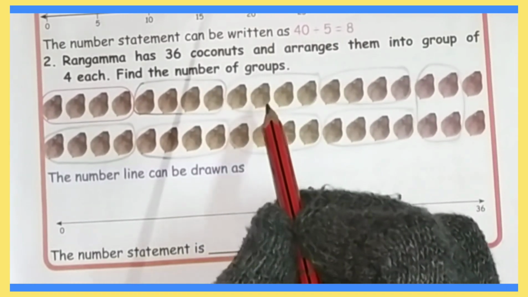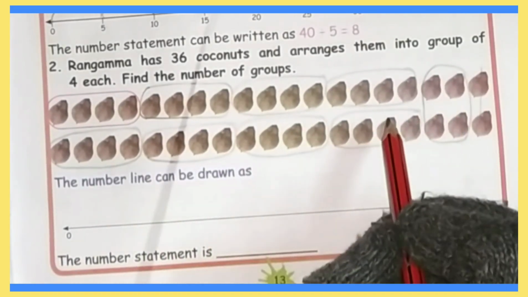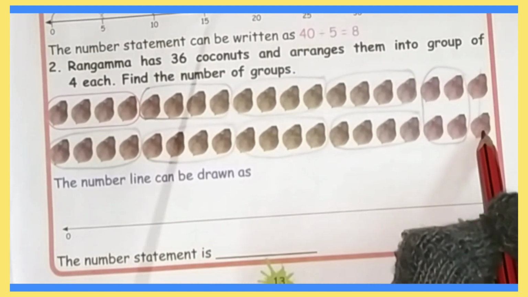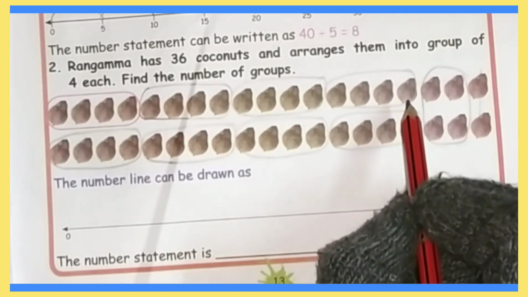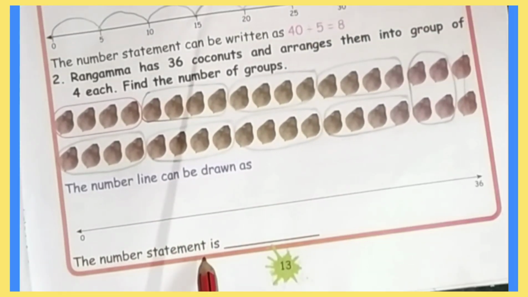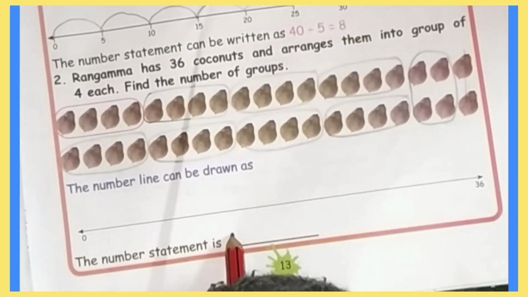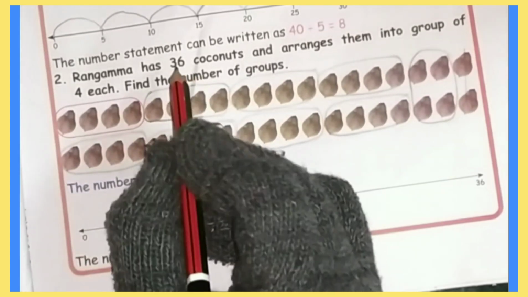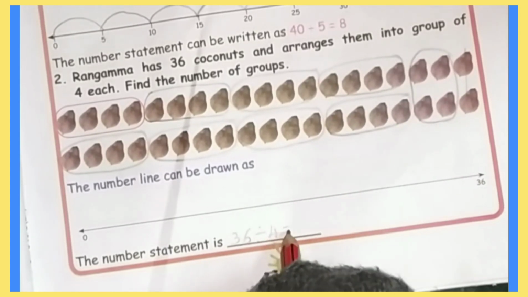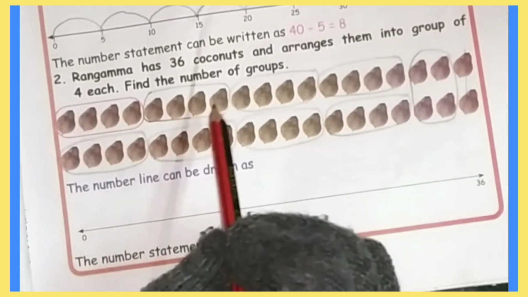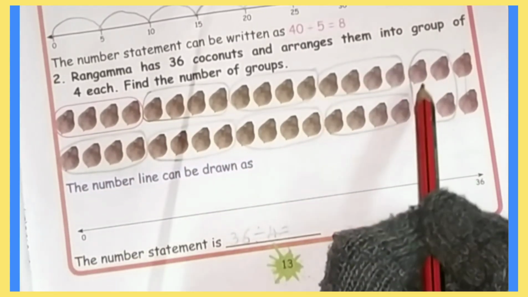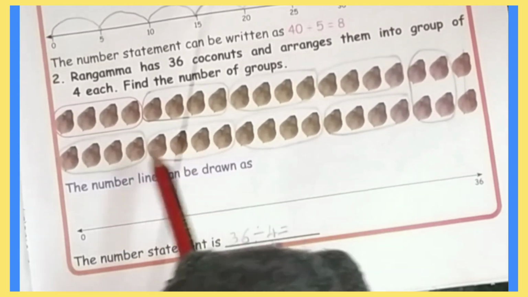There are 36 coconuts. Children, in your book there are 38 coconuts. So, leave these 2 coconuts and draw 4 coconuts in a group. The number statement is 36 divided by 4 equal to, let's count the number of groups. 1, 2, 3, 4, 5, 6, 7, 8, 9.